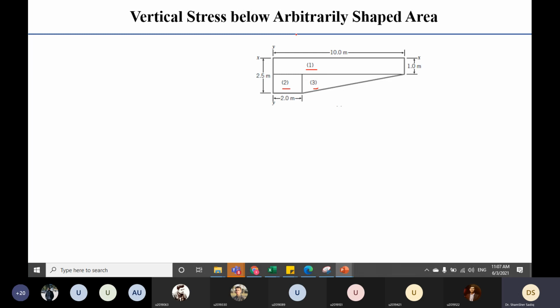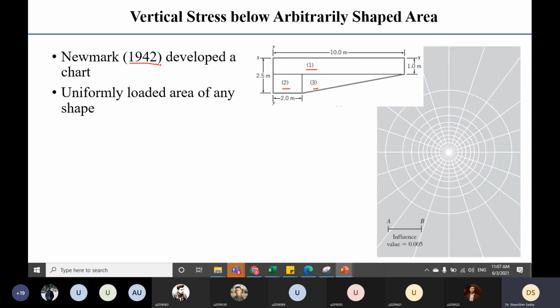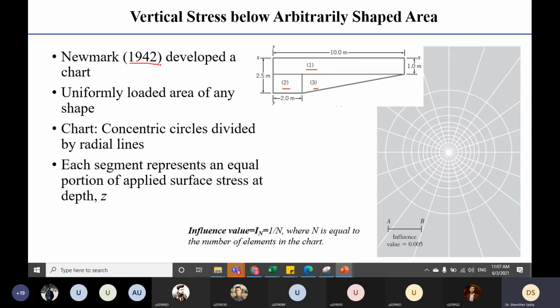So if you want to calculate the vertical stress distribution due to this arbitrarily loaded area, then how to calculate that? We have to use the Newmark 1942 method, which is known as Newmark chart method. Okay, so what happens in this method? This is the chart that will be provided to you. This is known as Newmark chart.